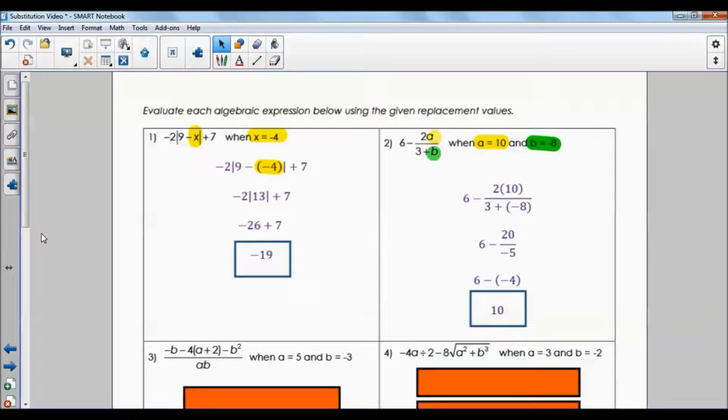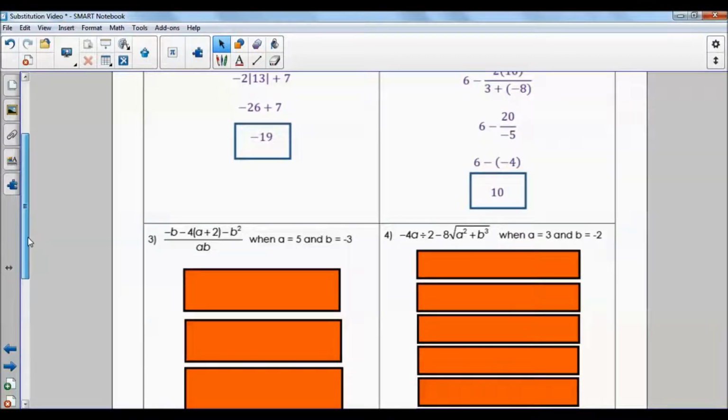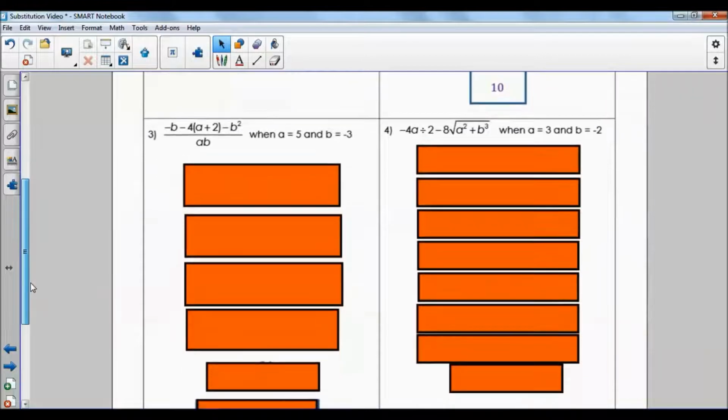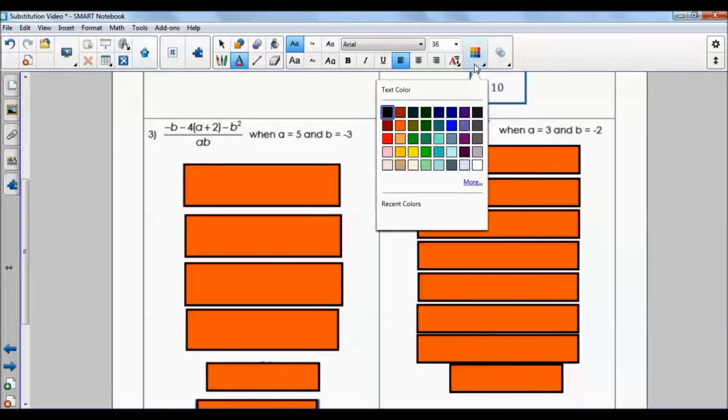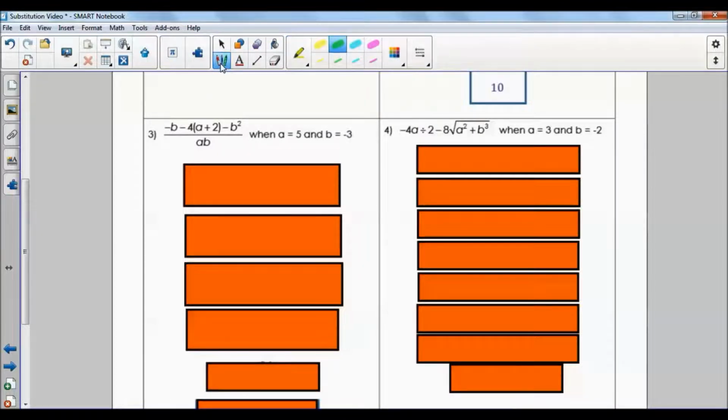Okay, next one. We have number 3. This one's a little bit longer. So we've got -b minus 4 parentheses a plus 2 and then minus b squared, and that's over ab. So first, a is 5 and we have 2 a's in here that we're going to have to put 5 in for, and b is -3, and we actually have 3 b's that we have to substitute in. So it's a lot of substitution.